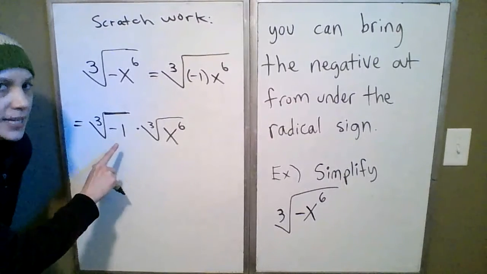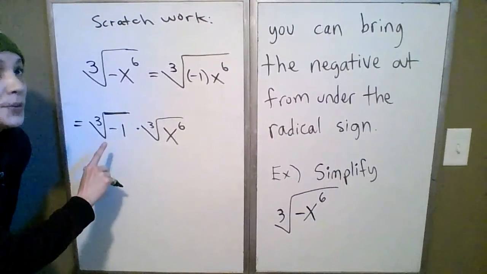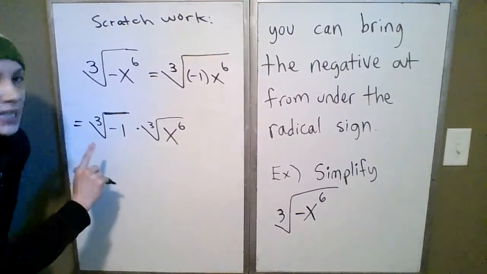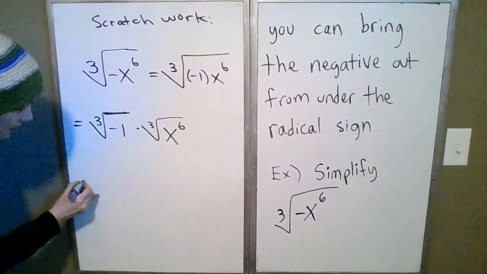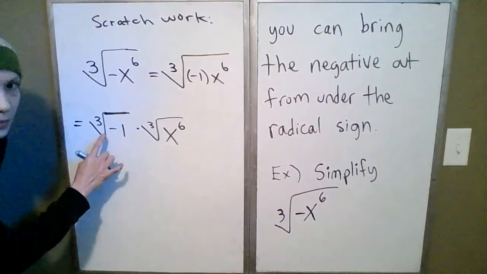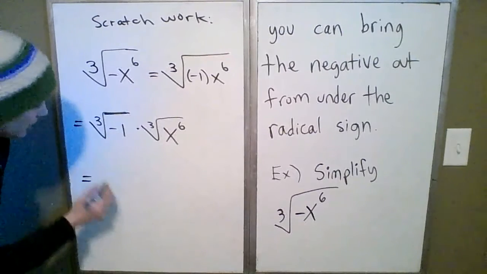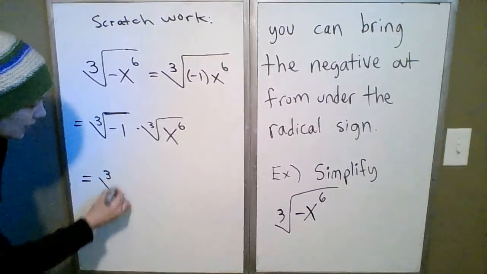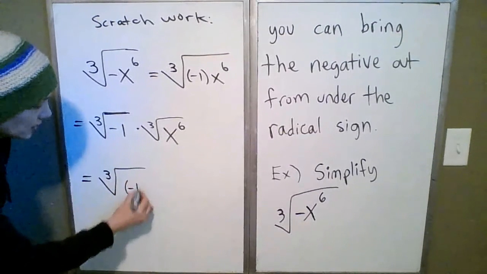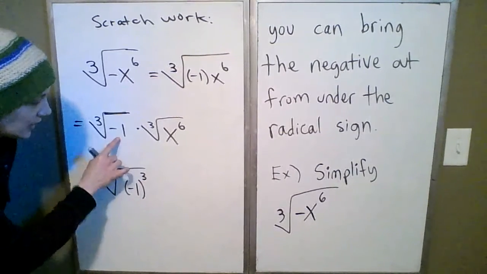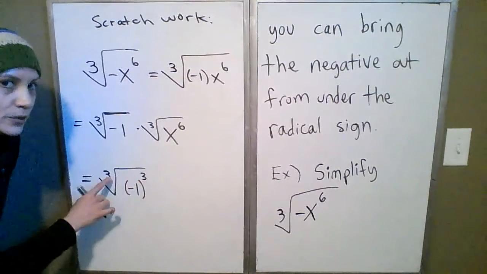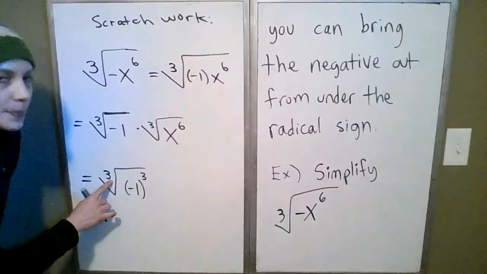So first, working with -1, I can rewrite -1 with any odd power, and it's still -1. So I'm going to pick a power of 3, so that way the root and power will match. So I can write this as a cubed root of -1 cubed because -1 cubed is -1. And I want this 3 here to match with that 3 right there.